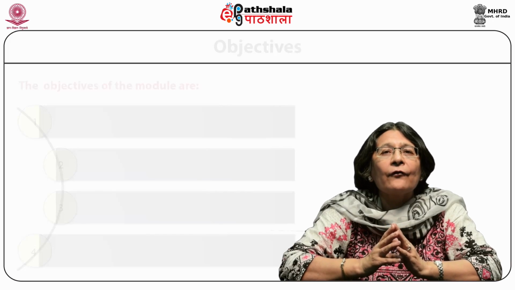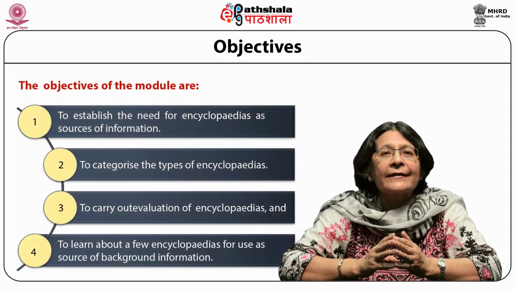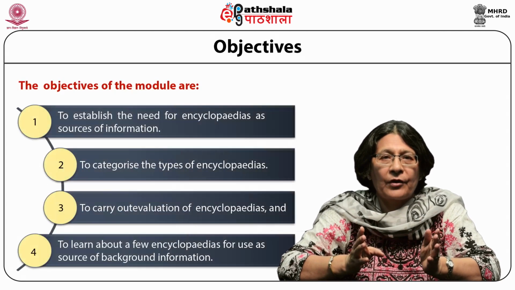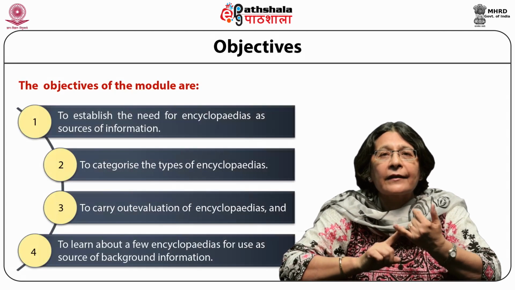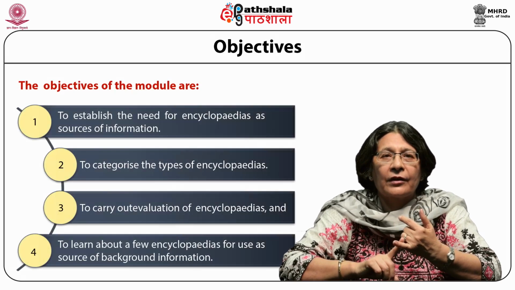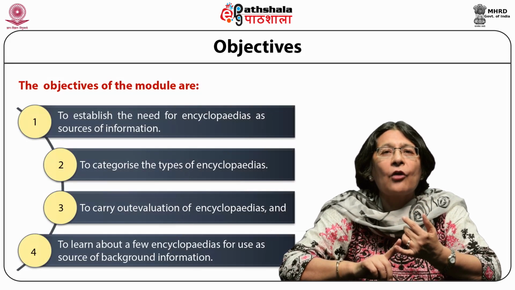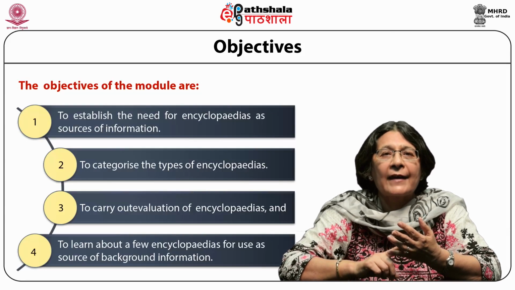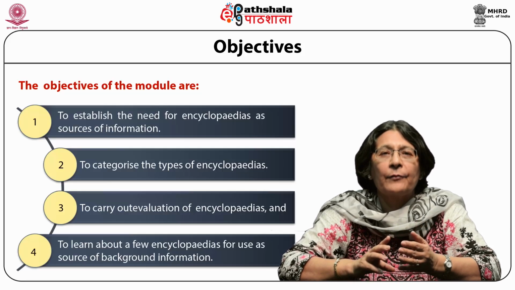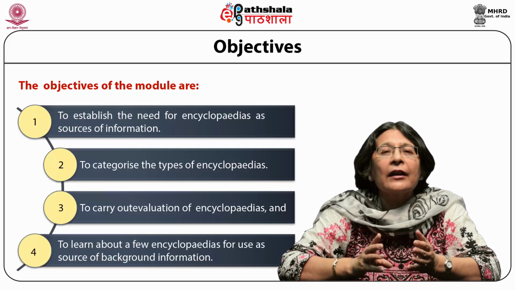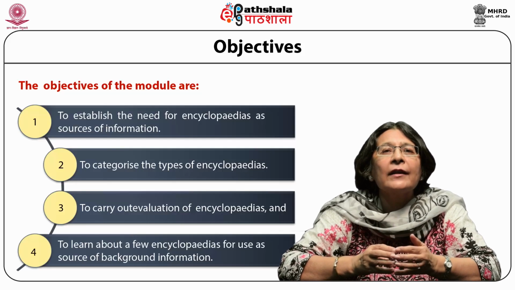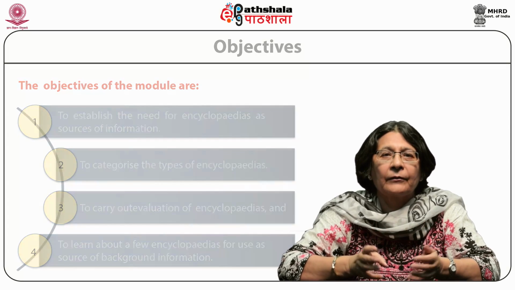The objectives of this module are: firstly, to establish the need for encyclopedias as sources of information. Secondly, to categorize the types of encyclopedias. Thirdly, to carry out evaluation of encyclopedias and to learn about a few encyclopedias for use as sources of background information. We'll also be taking a look at several examples of encyclopedias, including some of the electronic version.